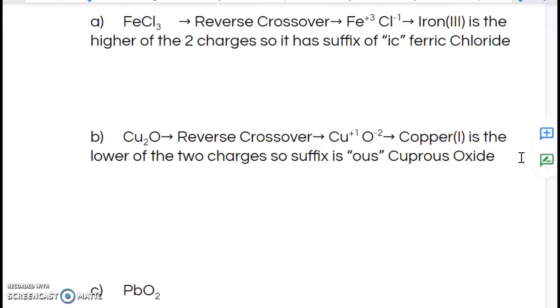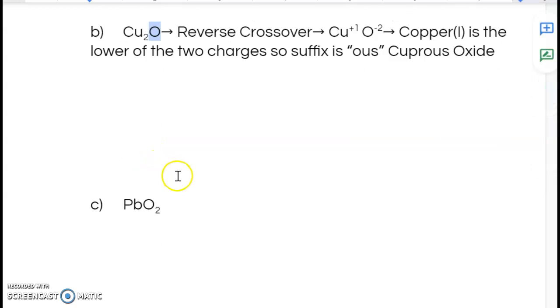If we use copper 2, it would look like this. So just so you're aware, that's why we know that that's copper 1 and not copper 2, because with copper 1, you would need 2 copper ions to fill the valence shell of 1 oxygen ion.